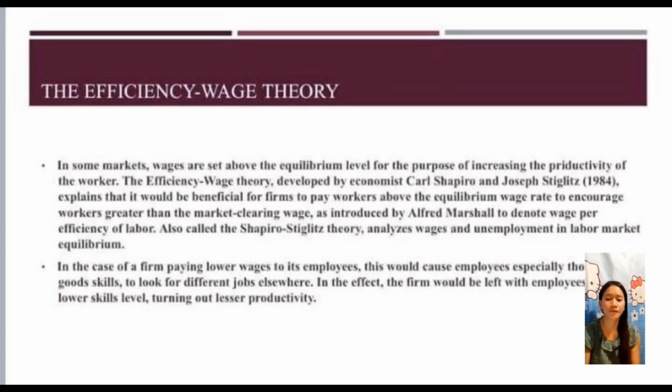Ma'am, this is the continuation of our group report, the efficiency wage theory. In some markets, wages are set above the equilibrium level for the purpose of increasing the productivity of the worker. The efficiency wage theory, developed by economists Carl Shapiro and Joseph Stiglitz in 1984, explained that it would be beneficial for firms to pay workers above the equilibrium wage rate to encourage efficiency of labor. It is also called the Shapiro-Stiglitz theory, which analyzes wage and employment in labor market equilibrium.